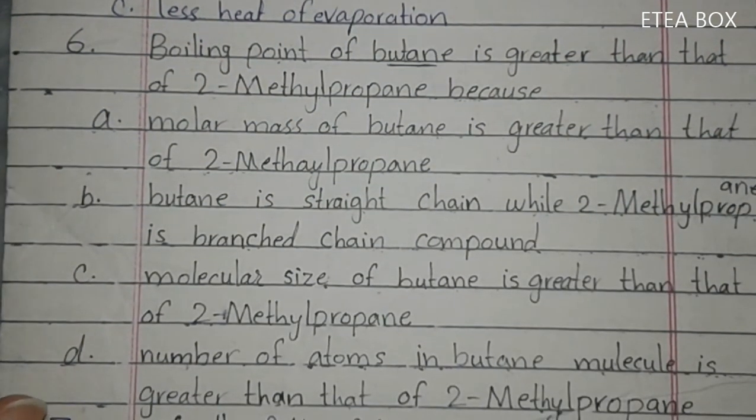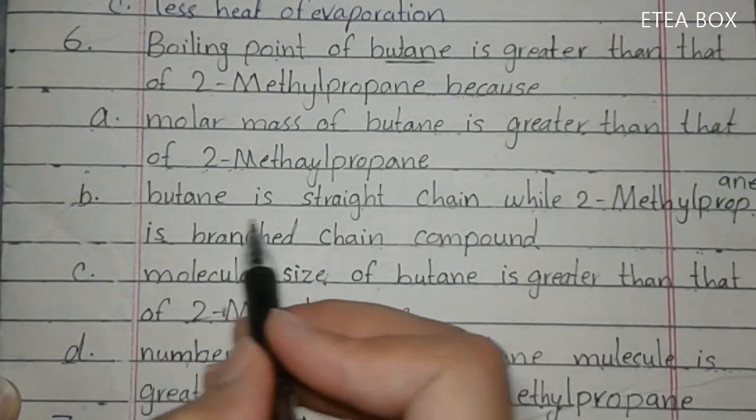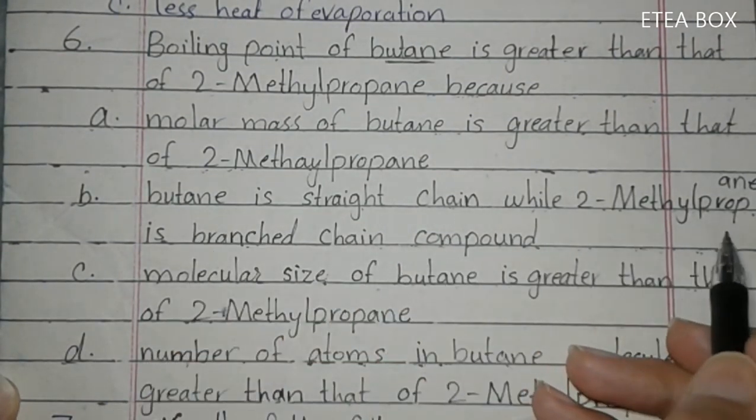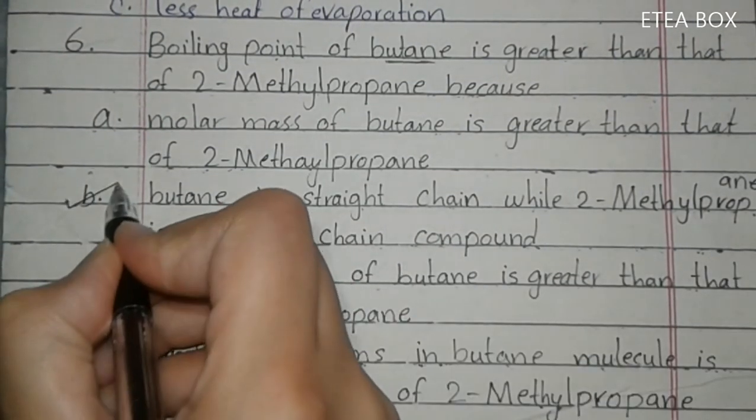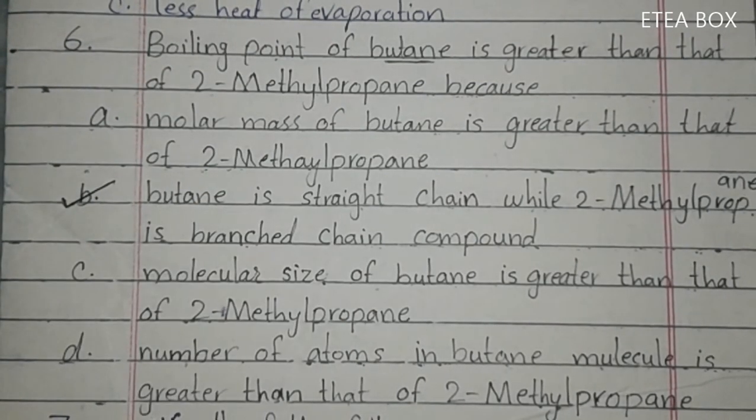Now look at the options. Option A, molar mass of butane is greater than that of 2-methylpropane. No. Now see, butane is a straight chain while 2-methylpropane is a branched chain compound. So option B is correct here. Boiling point is inversely proportional to branching. Next one.